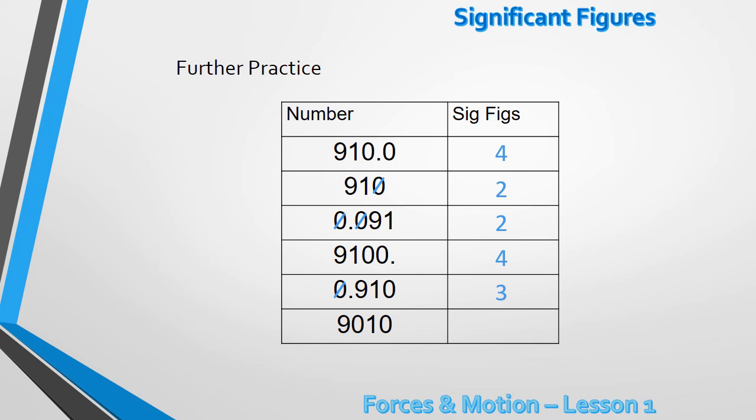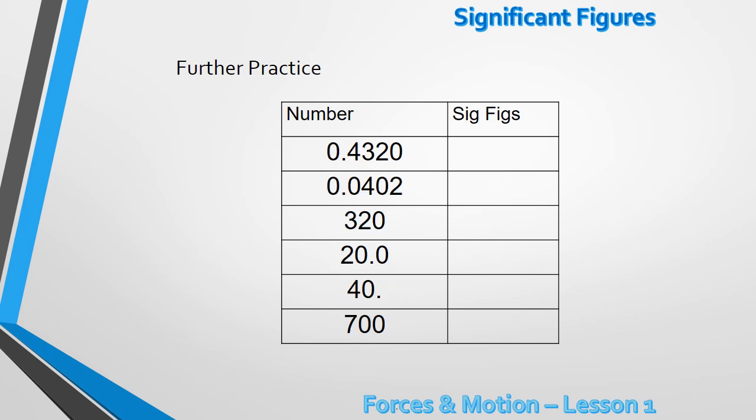9,010. 0 is at the end. We don't have a decimal, so it's not significant, so that gives us 3 significant figures. 0.4320. Zeros in front are never significant, and the 0 at the end is significant when there's a decimal, so I have 4 significant figures.